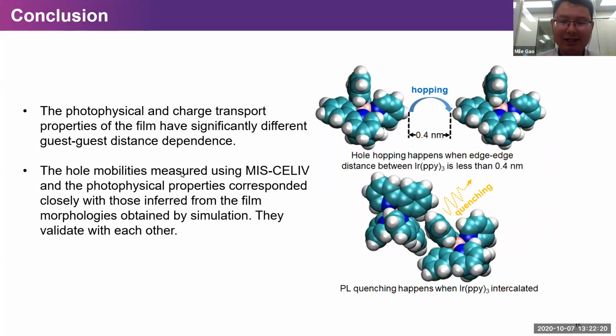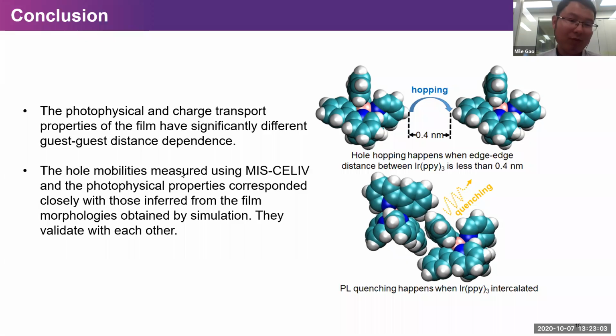Okay, so finally, in conclusion, the photophysical and charge transport properties of the film have significantly different guest-guest distance dependence. For the hole transport, the hole hopping happens when the edge-to-edge distance between RP molecules is less than 0.4 nanometers. But for the PL quenching, it happens when RP molecules are intercalated, because normally the radius of an RP molecule is about 1 nanometer, and we chose a 0.9 nanometer cutoff distance, so they should be partially intercalated.